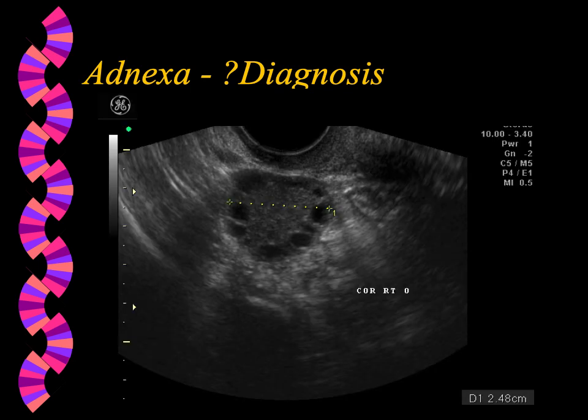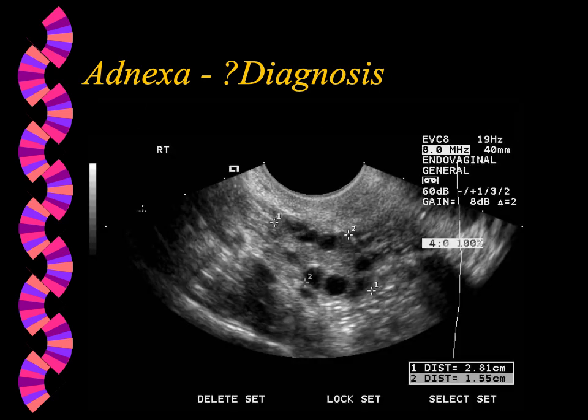This next ovary also is in the normal range. It's about 2.5 centimeters. But what you'll notice is there are lots of similarly sized follicles all around the periphery of this ovary. And this is what we call the string of pearls, which is suggestive of polycystic ovarian syndrome.